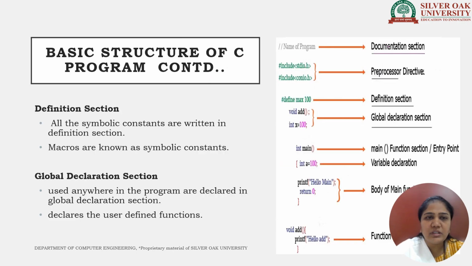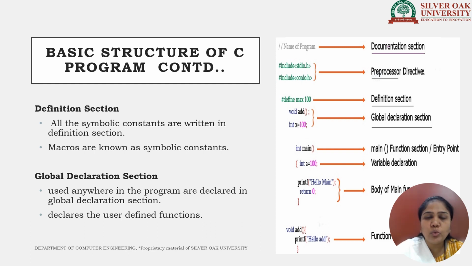The next portion in any C program is the definition section. The definition section and global declaration section are optional, that depends on our requirement. What is the definition section? As you can see in the figure, we have written #define, then a space, then the word max, then a space and 100.